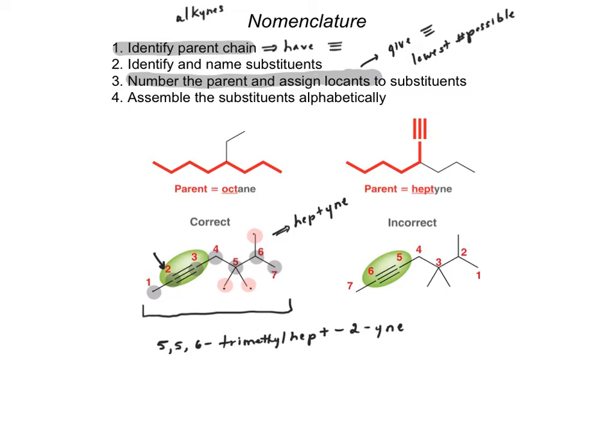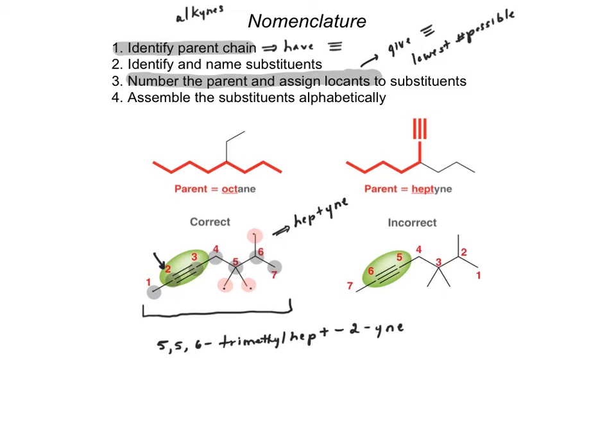So for right now, the only thing that changes, finding this guy, our parent chain is the longest carbon chain that contains this. When we number it, we want to give this guy the lowest number possible, and our ending is now going to be YNE as opposed to ENE or ANE, okay?